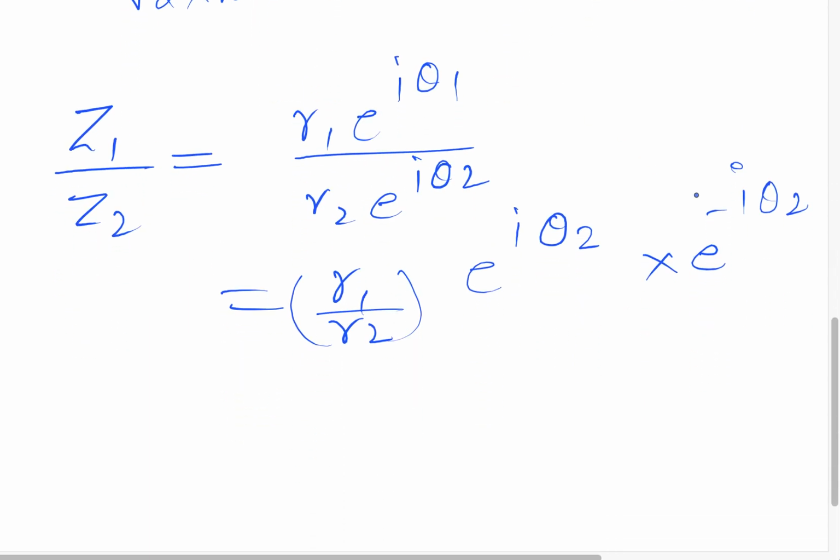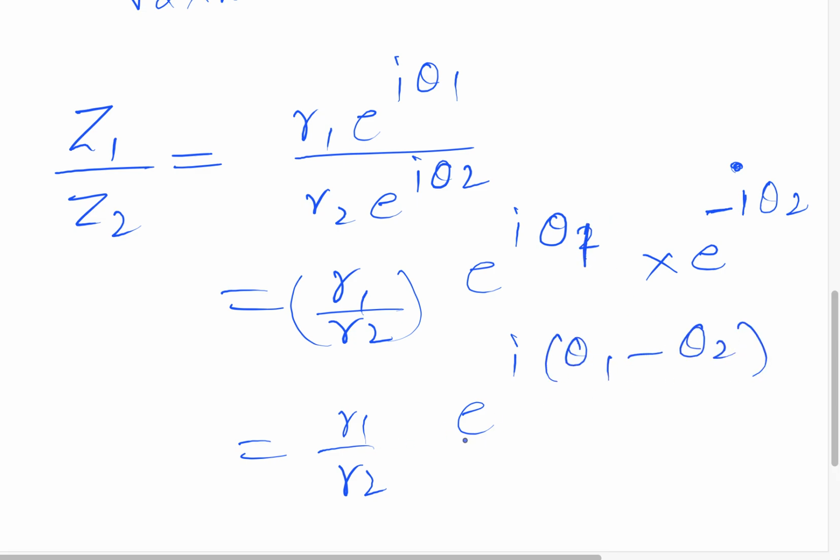So I can still think of them as addition, but addition with a negative angle. Correct? So r1 divided by r2 is the modulus, and theta 1 minus theta 2 is the argument.